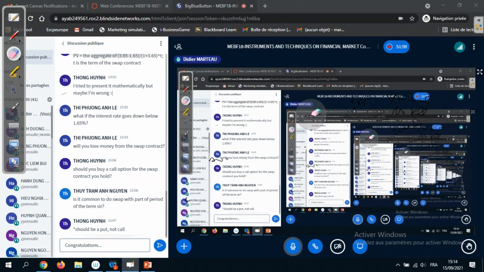About the question raised by one of you, is it common to do swaps with part of the period of the term? That is, is it common to make a swap and to stop it, to sell it before expiration? Yes, that's very, very common. Let me give you an example.